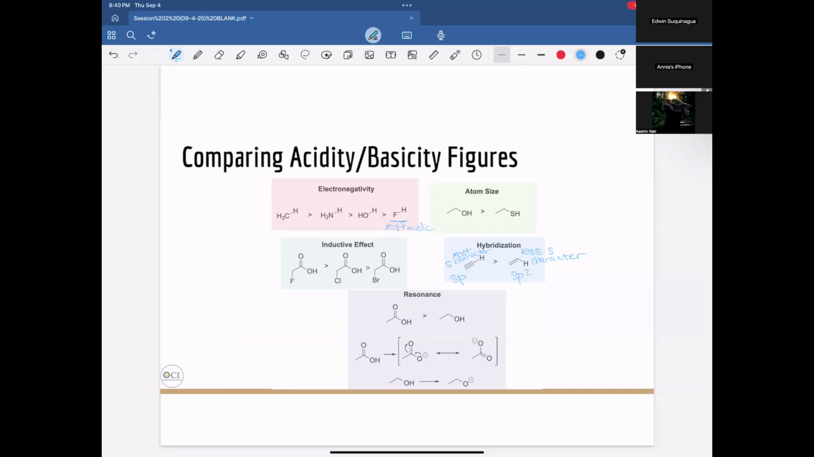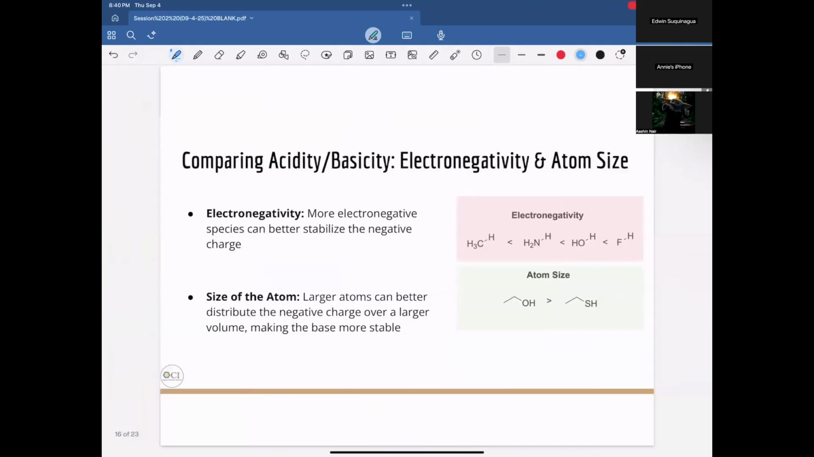with a negative charge, that negative charge is then able to move around and place charge up on the top oxygen as well as the bottom oxygen. Whereas on the alcohol, it's just stuck in place. Which, yeah, it shows right there. And yeah, I kind of just talked about these. So our electronegativity: more electronegative, more stable conjugate base, more acidic. The size of the atom: the larger the atom, you can better distribute that negative charge, more acidic.